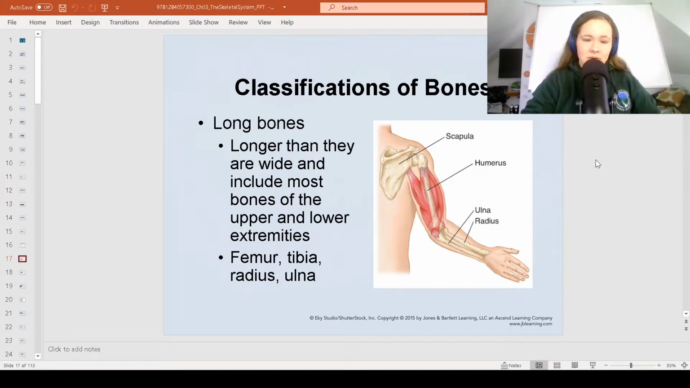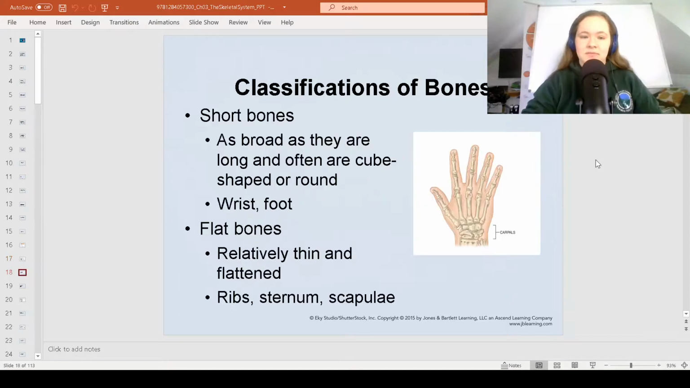Classifications of bones. Long bones are longer than they are wide and include most of the bones of the upper and lower extremities. This includes the femur, tibia, radius, and ulna. Here you can see where this is located. Short bones are as broad as they are long and often are cube-shaped or round. This includes the wrist or foot. Flat bones are relatively thin and flattened. This includes the ribs, sternum, or scapulae.